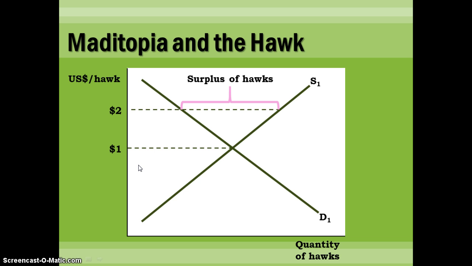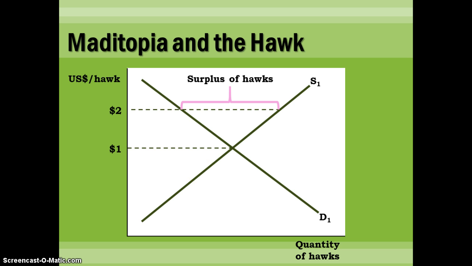So let's pretend for just a minute that there's a country called Matatopia, and they have a currency known as the hawk, and they trade with the United States. And so we could look at the foreign exchange market for the Matatopian hawk relative to the US dollar, and we could see that in this case the market says that the exchange rate should be $1 per hawk.